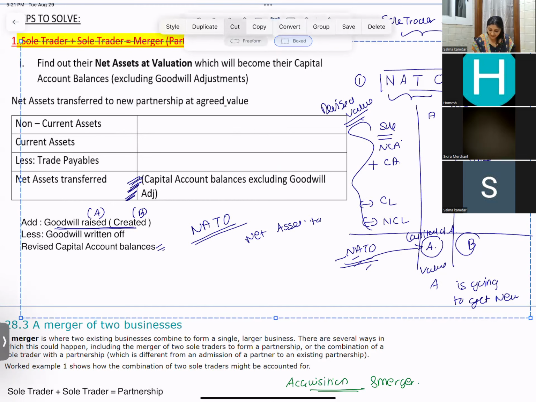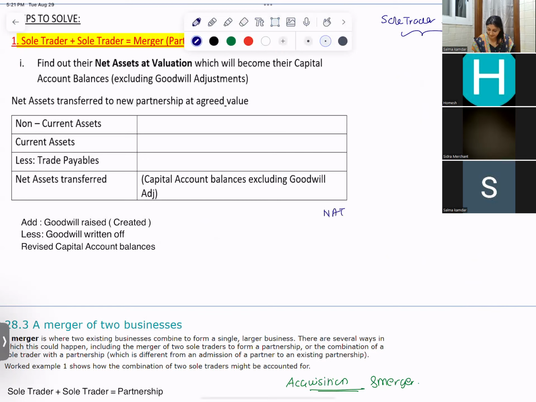Suppose the NATO of A is 100,000 and the NATO of B is 150,000. So the capital account balances become 250,000. After that, they will tell you that the goodwill that A and B together bring into the business is, say, about 100,000.